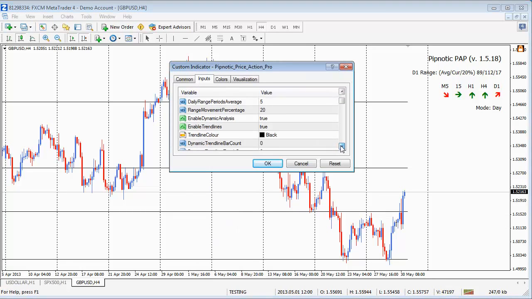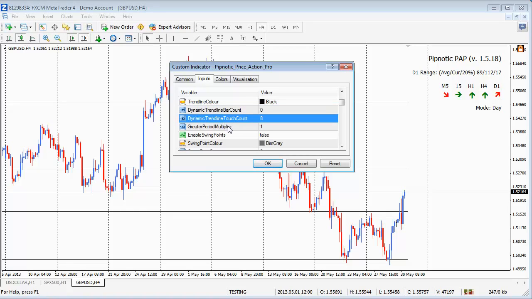And if we have a closer look at these, we can see that this one here, the first one, the dynamic trendline bar count, tells the indicator how many candles to use when performing this analysis. When it's set to 0, it's kind of an automatic mode, and it'll use the previous 250 or roughly 250 candlesticks when performing the analysis. The setting just below, the dynamic trendline touch count, is used to define how many touches are required in order to qualify a level.